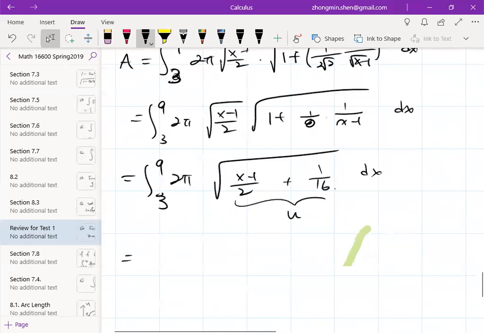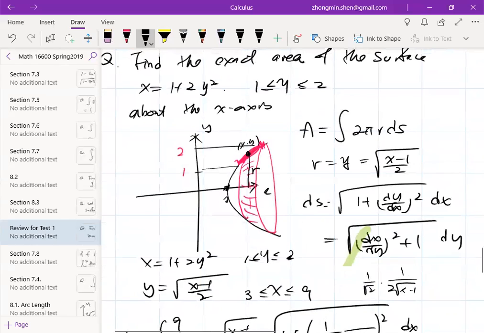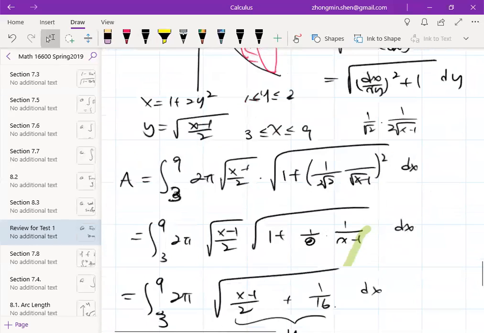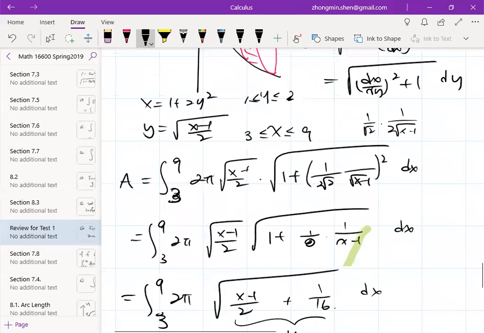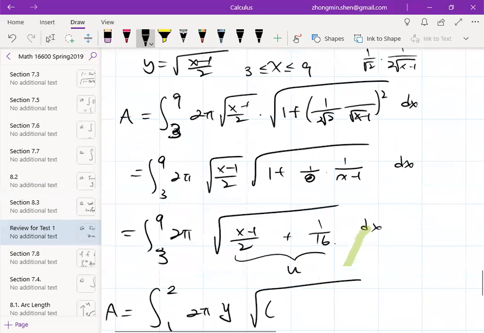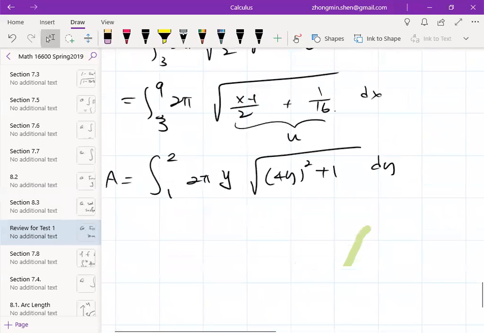So the next one is the integral where y is from 1 to 2, right? y is from 1 to 2, and this time using the y variable is better. 2 pi y. Then you differentiate, x was 2y, so it's going to be the square root of 4y squared plus 1 dy. Okay, this is much better. Then here you have to use a substitution. 4y squared plus 1, let this be u. Okay, so these are the 2 integrals.